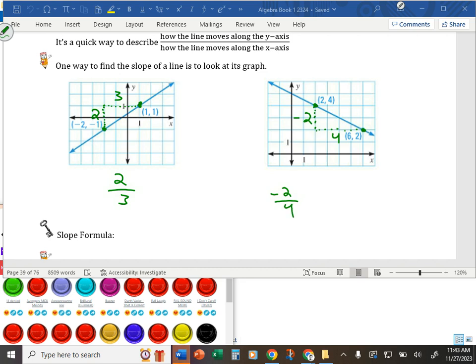And since slope is a fraction, what should we do with this? What does it simplify to be? Negative 1 over 2, right?